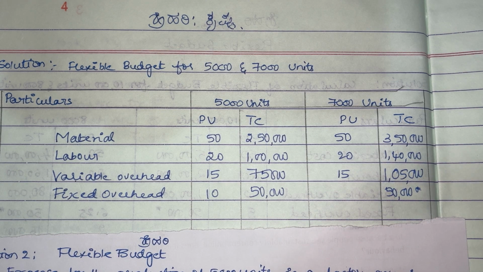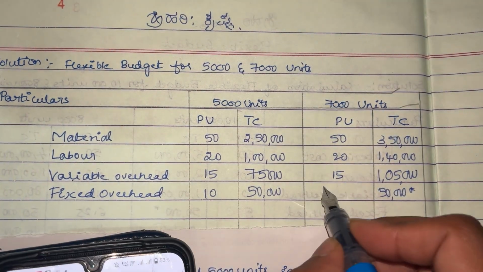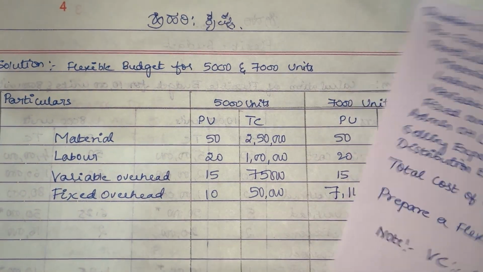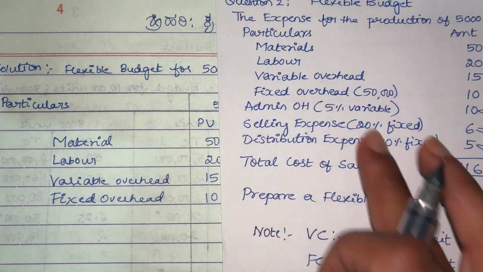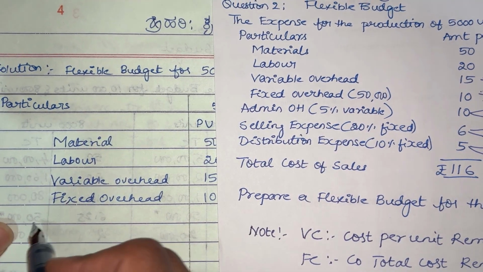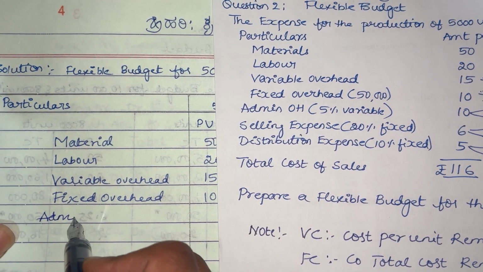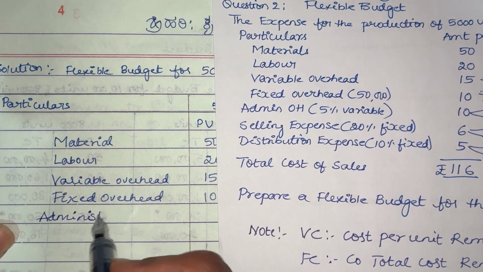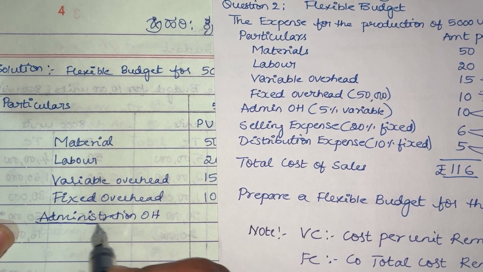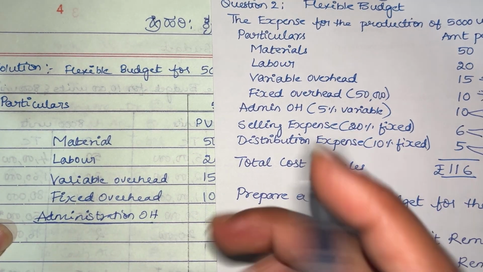50,000 divided by 7,000 units, that is 7.14, will remain constant. Then we have administration overhead, 5%. So firstly let me write the administration overhead, I will underline it. Now be very careful, 5% is variable.